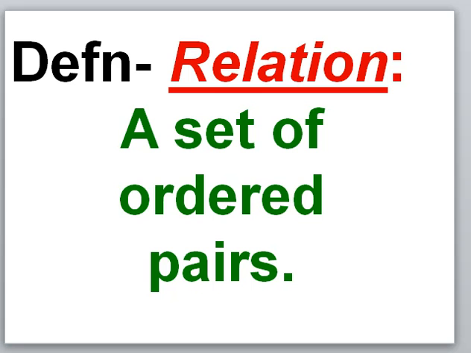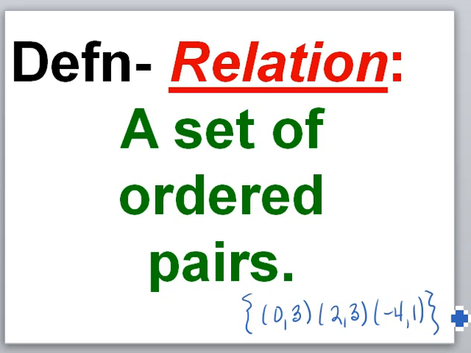understand that a relation is defined as a set of ordered pairs. So let me give you an example of that. This is a relation, so I could make up a bunch of ordered pairs. Okay, so it's just a set of ordered pairs, so it looks something along those lines.